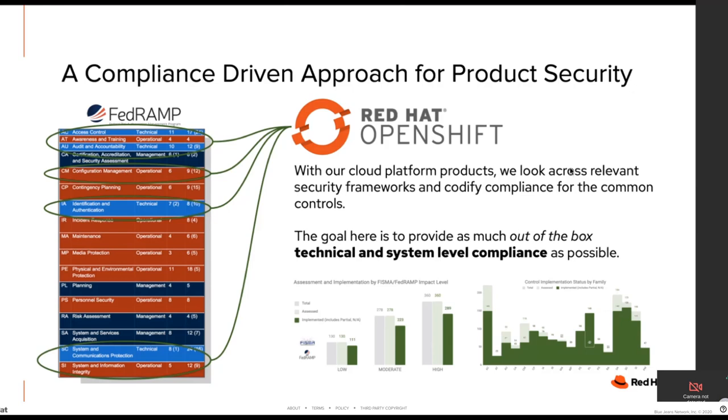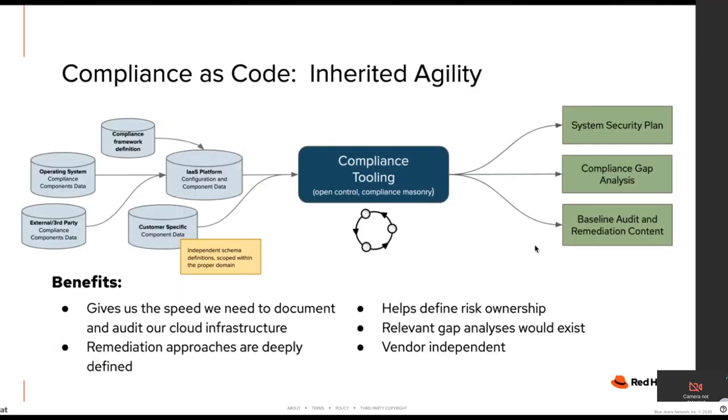So this is our kind of internal barometer, if you will, on how we're meeting from a product perspective, FedRAMP or FISMA low, moderate, and high, as an example. And we'd be happy to talk to you more about that if there's any questions around our approach here around security. So going back to the concept of compliance as code, what is the magic, okay?